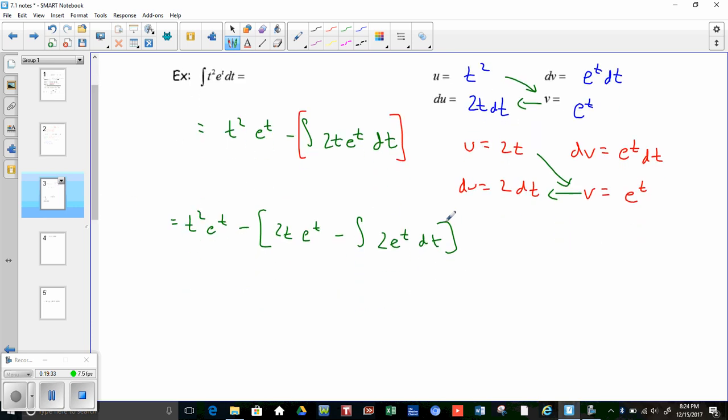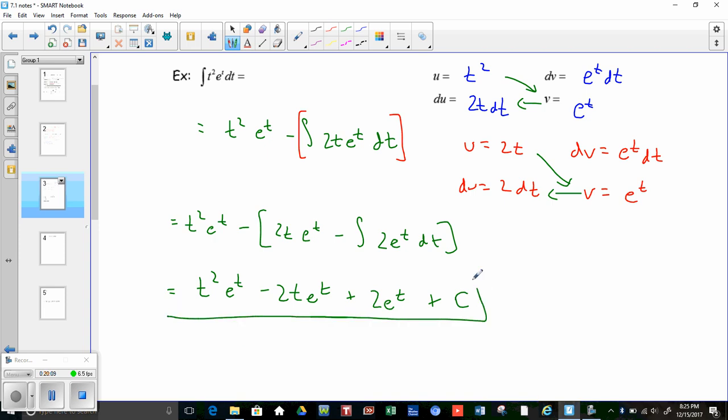Now hopefully what you can see is that this is now something where I can actually just go ahead and take the integral. Because I can integrate 2 e to the t. Technically you could pull 2 to the front, and then you're just taking the antiderivative of e to the t, which of course is e to the t. So we're pretty much done now. So all we have to do is, let's rewrite this, t squared e to the t, distribute the negative, so minus 2t e to the t, distribute the negative to here gives me plus, and then the antiderivative of 2e to the t is just 2e to the t plus c.